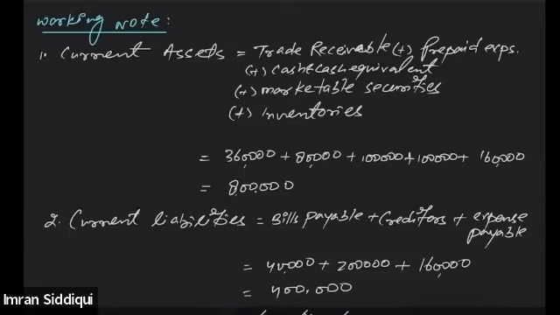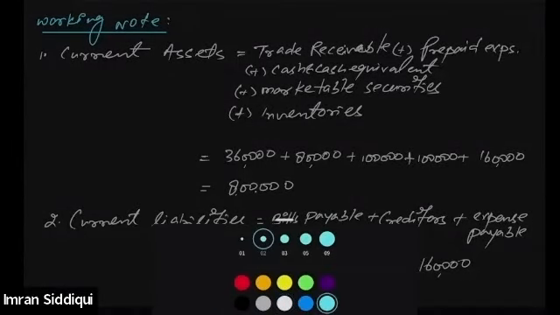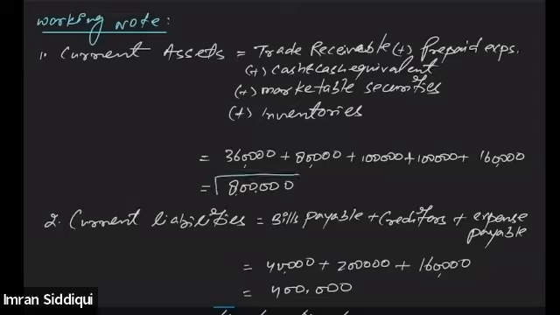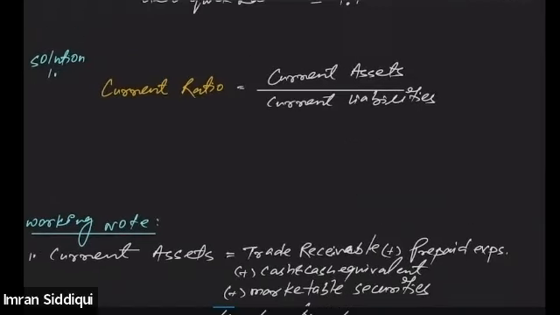Okay. Now, guys, we'll take the value of the current asset from here and the current liability from here, and we'll put the values in the formula. Current asset is 8 lakhs, and current liability is 4 lakh as per calculation, and the ratio will be 8 lakh divided by 4 lakh.